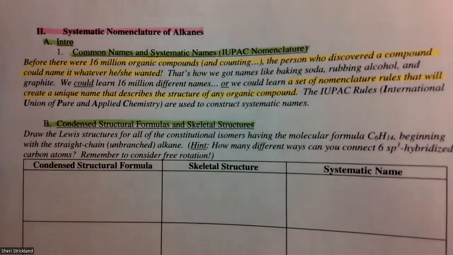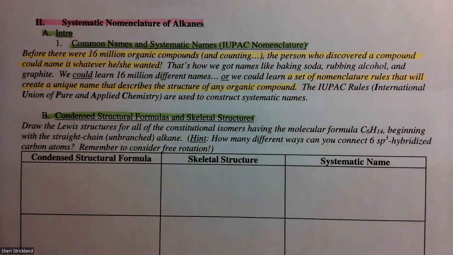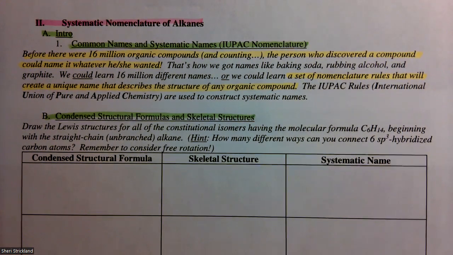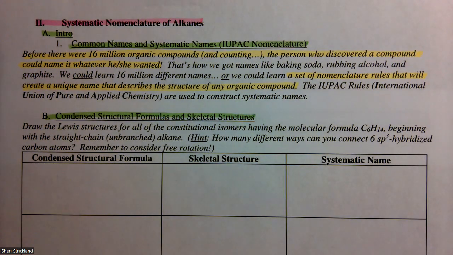So the names that we've been looking at so far are common names. Before there were 16 million organic compounds and counting, the person who discovered a compound could name it whatever he wanted. Could name it after your dog or your mom or your hometown or whatever else. That's how we got names like baking soda, rubbing alcohol, and graphite.